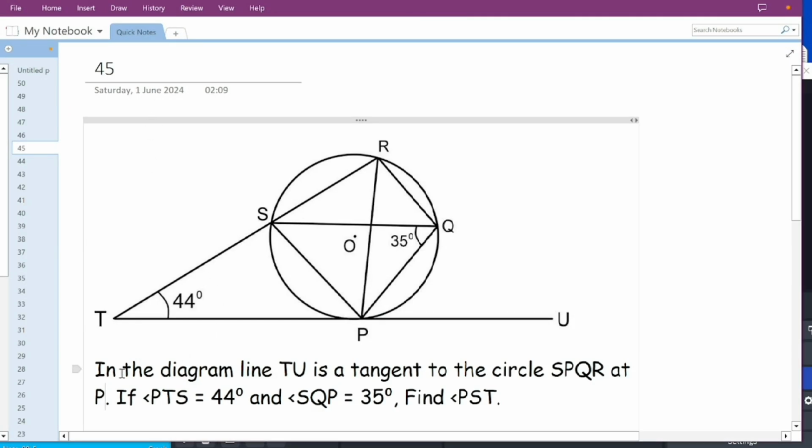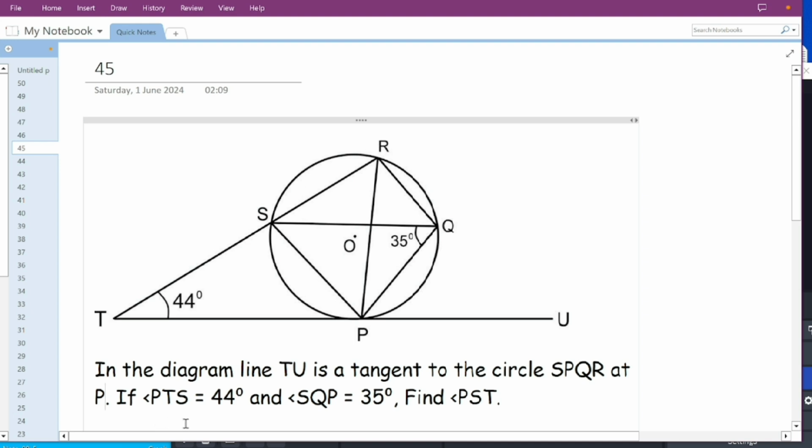Question 45. In the diagram, line TU is a tangent to the circle SPQR. This is the circle at P. So the tangent meets the circle at P, this point P.